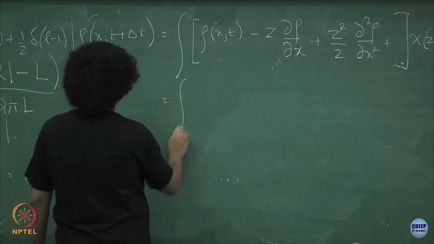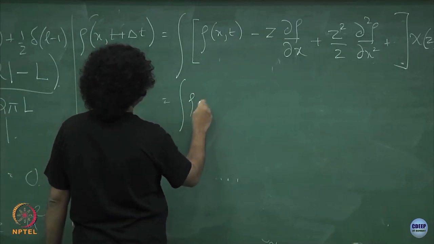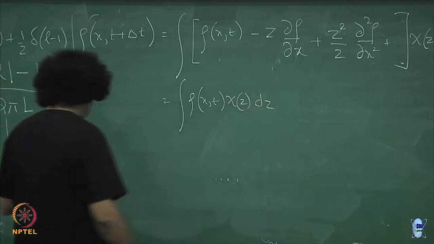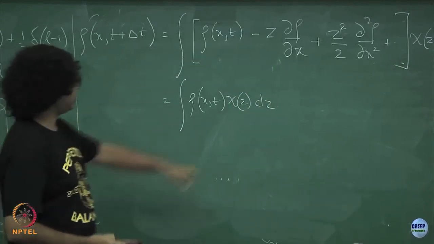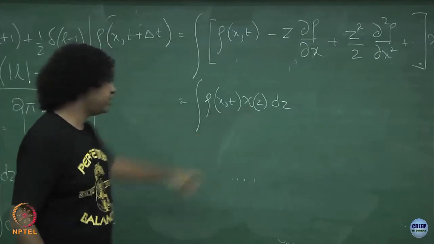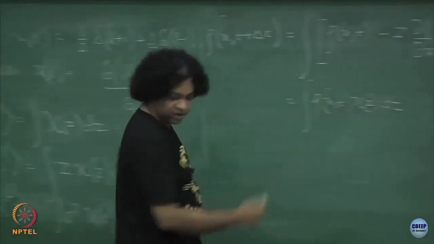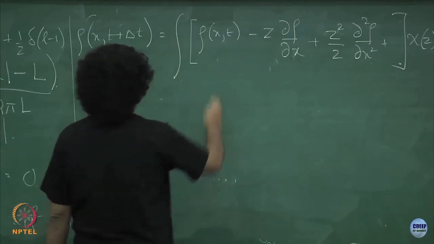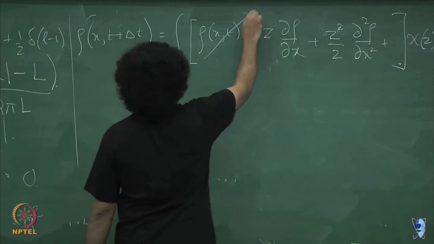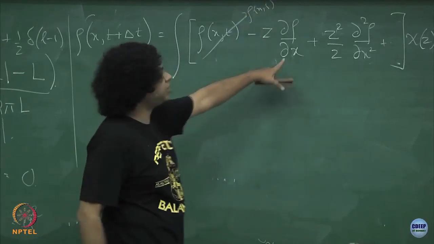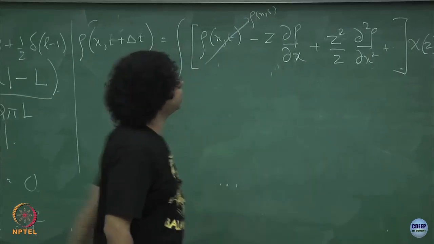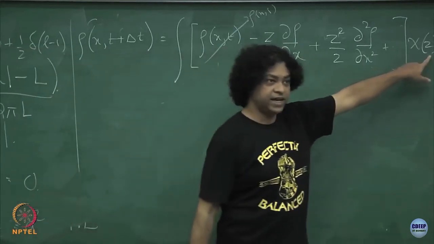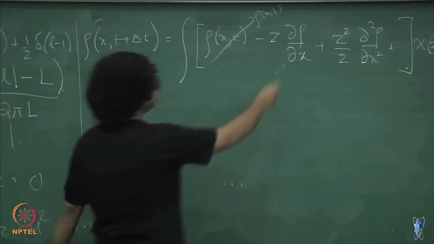The first integral is just integral rho of x comma t chi of z dz. So what is integral chi of z dz? That is simply 1, right? Let me, instead of writing individually, just say this term when I do an integration will give me a rho of x comma t. What will the second term give me? That will give me a 0 because the z integral is z chi z, which, because I have chosen the mean to be 0, will give me a 0.